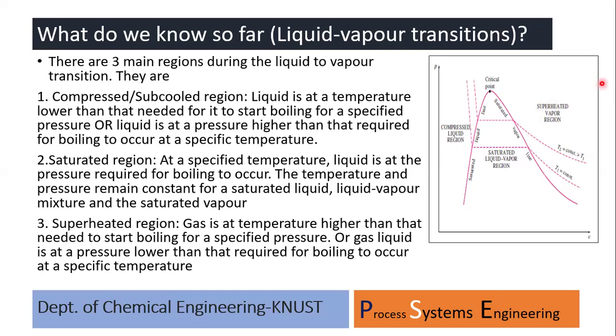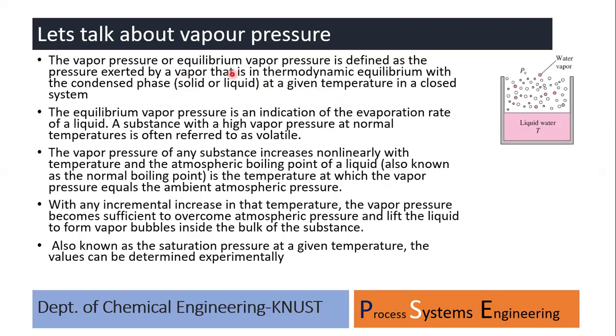Then we can also talk about vapor pressure. When we are talking about vapor pressure, or the saturated pressure of a material, what we are saying is that it is the pressure at which the material can start to boil. It happens when the pressure of the liquid becomes equal to the pressure of the atmosphere or the surroundings.